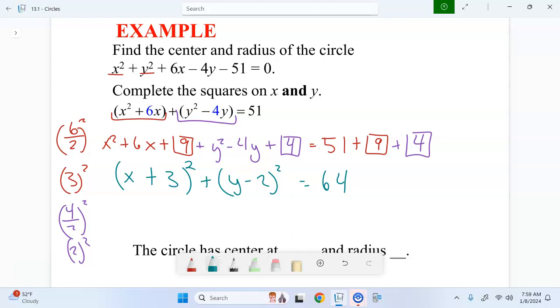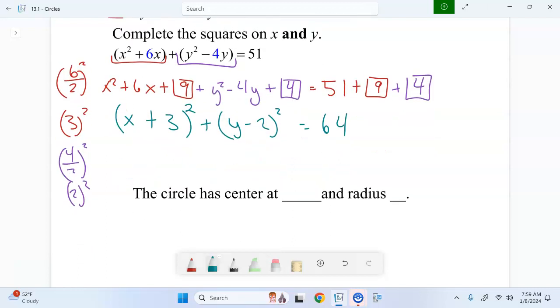So completing the square is the process that can take all of our conic sections from general form to standard form. Every single one. Okay? We'll be doing completing the square to get from general form to standard form. And then from here we can compare it to our formula. So x minus h squared plus y minus k squared equals r squared.